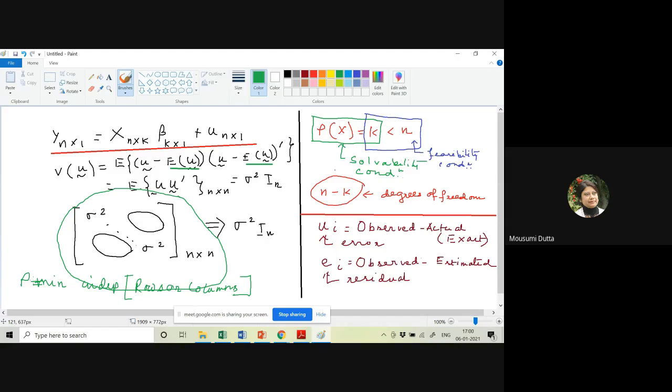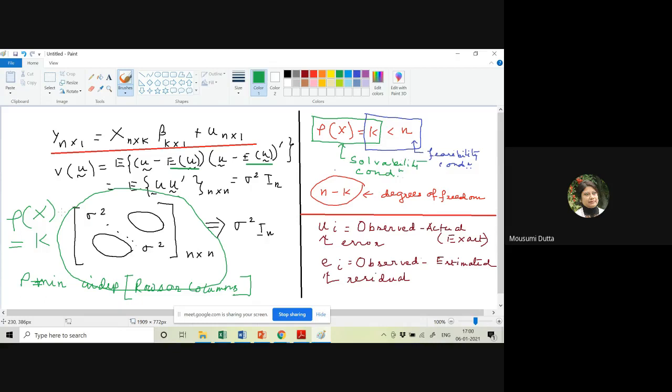Okay. Now, in a k-variable analysis, we want that the rank of X matrix should be equal to K. Rank of X matrix should be equal to K. That is the number of columns. K is the number of columns in an X matrix.